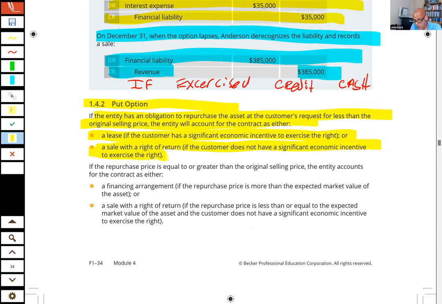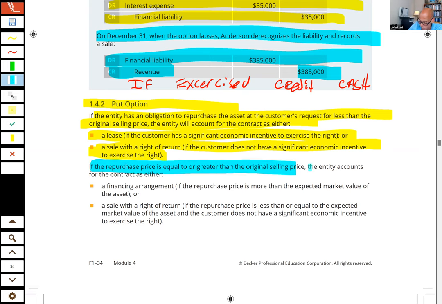In other words, I think they're thinking that the fair value of the equipment at that point in time would be more than whatever the option price was. So why would they let us buy it back for less? Then we would account for it as a sale, but we'd have to recognize the right of return, meaning we would have to estimate how much we think they would actually exercise those options. And we would take a contra sales account for our estimated amount of returns. We're going to look at that in a couple of minutes in a more generic case, not in a put option situation.